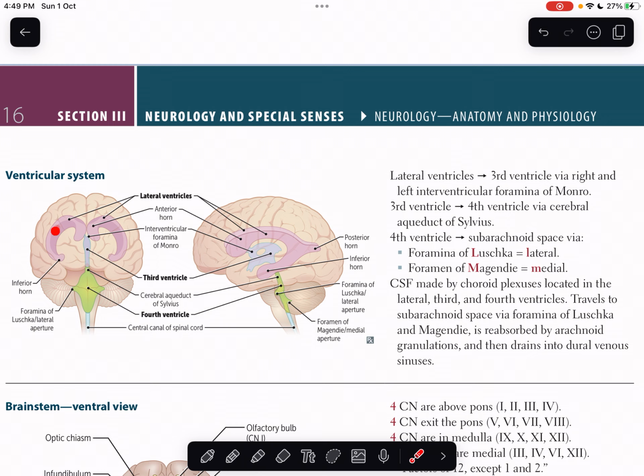So here you guys can see these are the lateral ventricles. Then we have this third ventricle. Then we have the fourth ventricle. The diamond shaped one is the fourth ventricle.